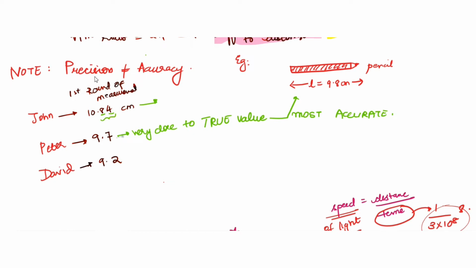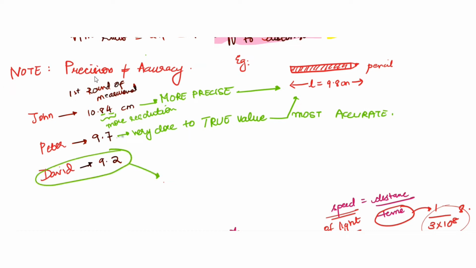Now, who do you think is more precise in his measurement? It is John, because his measurement contains up to 2 decimal places. That is, he was able to measure up to 2 decimal places. So the instrument he has used has more resolution, more precision. So John, we can say, is more precise in measuring the length of the pencil.